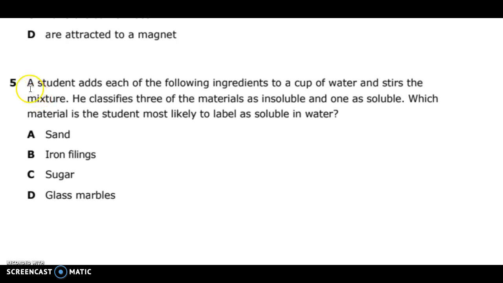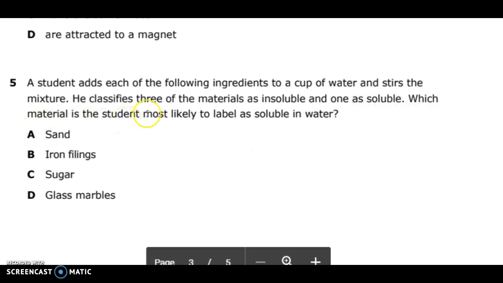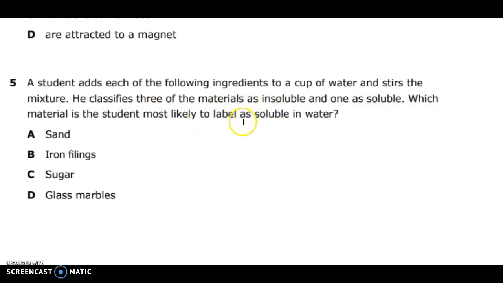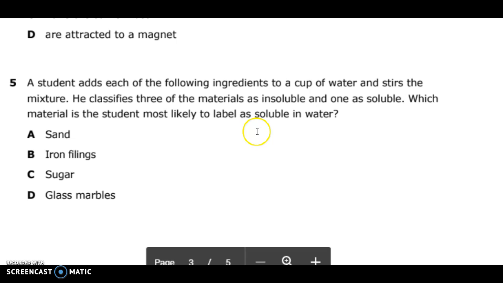Question 5. A student adds each of the following ingredients to a cup of water and stirs the mixture. He classifies 3 of the materials as insoluble and 1 as soluble. Which material is the student most likely to label as soluble in water? A. Sand. B. Iron filings. C. Sugar. D. Glass marbles.